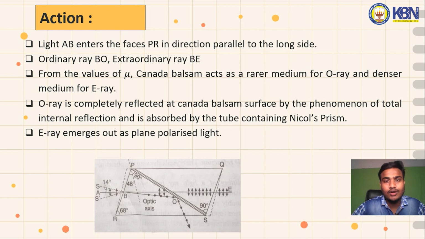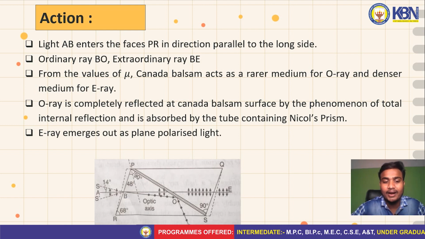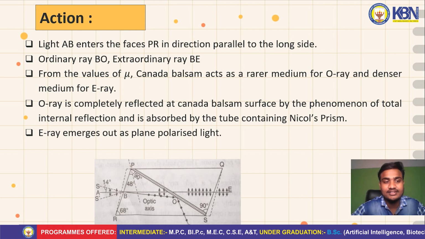Coming to the working of the Nicol prism, a light ray AB enters the face PR in a direction parallel to the long side. As you know, by the phenomenon of double refraction, when a light ray enters a material like calcite, it splits up into two parts as the ordinary ray and the extraordinary ray. Here AB is the incident ray. After passing through the crystal, at B the light ray is divided into two parts. BO is the ordinary ray and BE is the extraordinary ray.